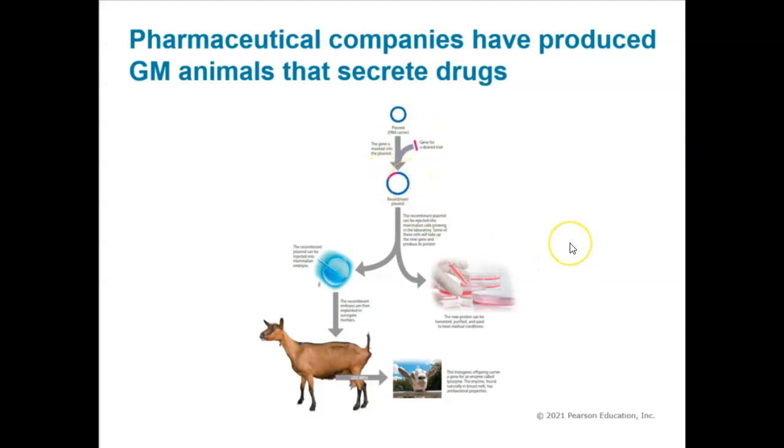The recombinant plasmid can then be injected into mammalian cells growing in the laboratory. Some of these cells will take up the new gene and produce its protein. In that case, the new protein can be harvested, purified, and used to treat medical conditions.